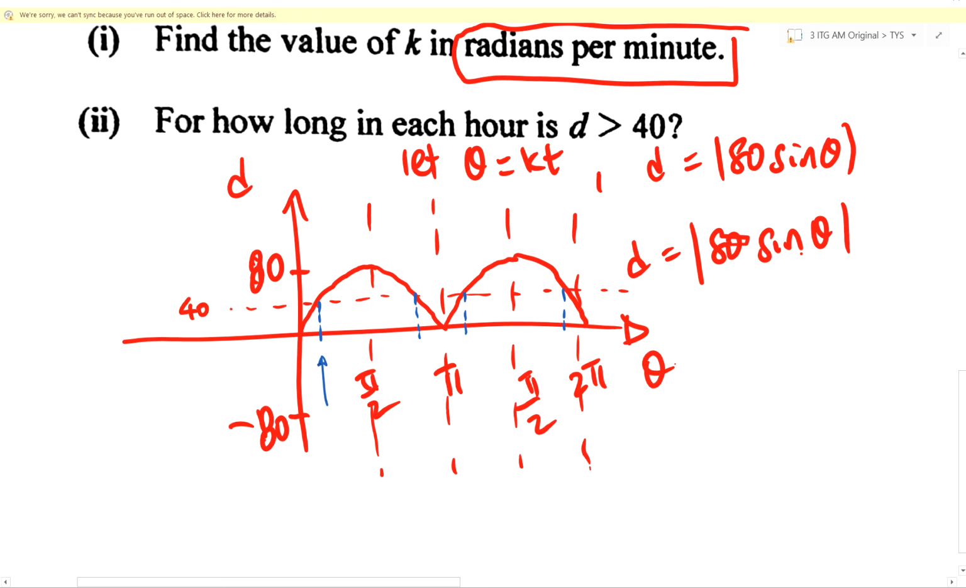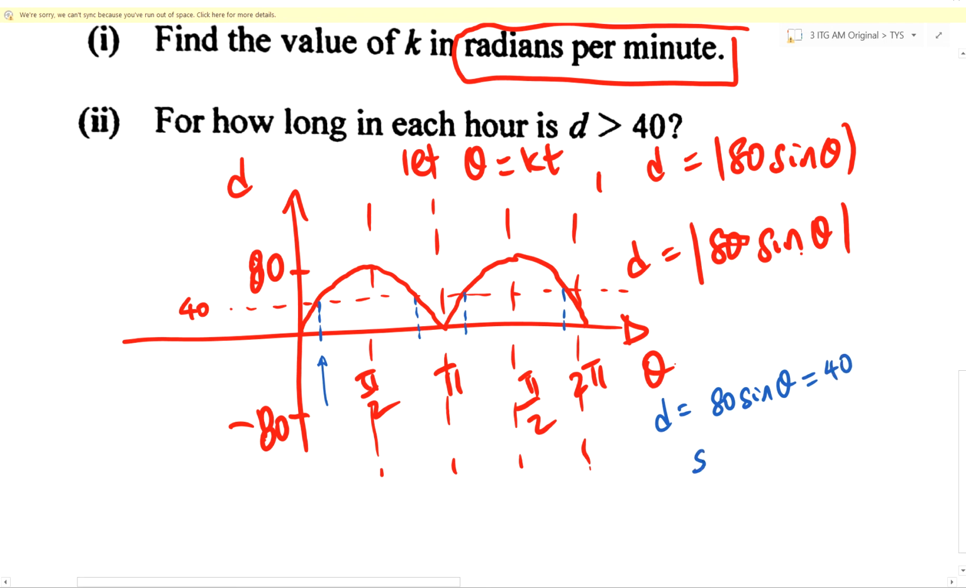We will now need to equate d, which is 80 sine of theta. Notice that I have removed the modular sign, because the first instance when it is equal to 40, it was on the positive region of our modulus. Okay, it was only the second half, then it is a negative. So for the first value of the angle, I can conveniently remove the modular sign. Okay, now, and this is equal to 40.